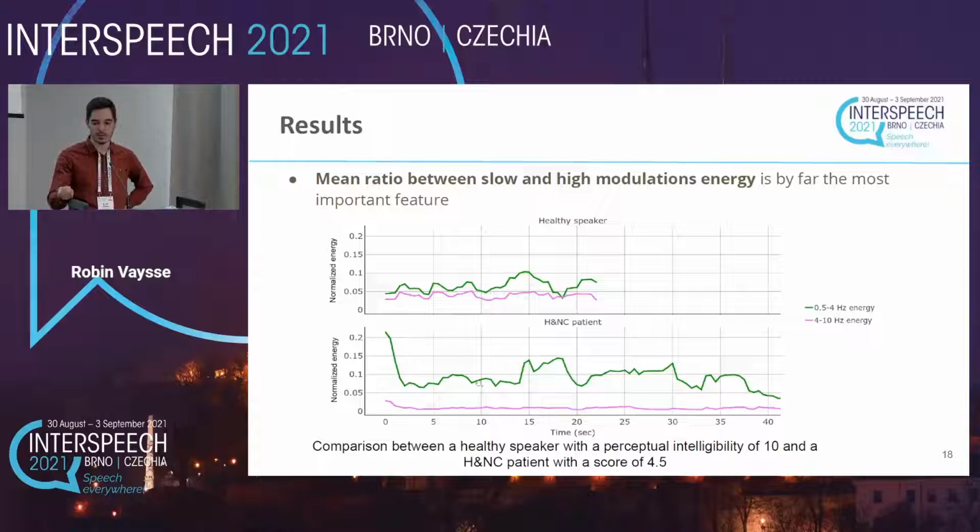The head and neck cancer patient has a really low 4 to 10 hertz energy here, and a high 0.5 to 4 hertz energy, which perceptually corresponds to having a really bad pronunciation of syllables and phonemes, but we think that they compensate for it by having a better structuring of the speech, with, for example, better structuring of the words and the sentences, and so we have a better slow energy and bad fast energy.